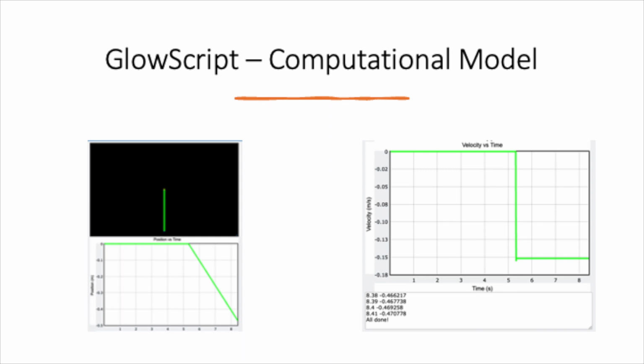The top left shows a model of the movement of the slinky. The bottom left shows the position versus time graph. The top right shows a velocity versus time graph. And the bottom right shows the precise location of the slinky as time increases by 0.01 seconds at a time.